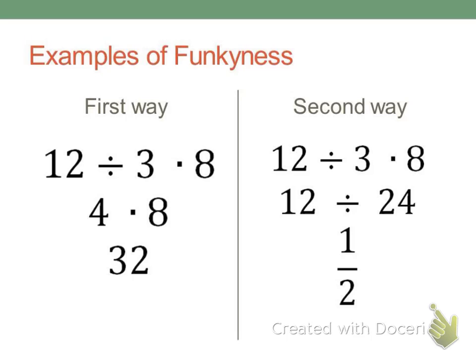It says we go left to right with multiplication and division. So we do 12 divided by 3 before we do 3 times 8. So instead, we're going to go with the first way. 12 divided by 3 is 4. Now that we have that answer, we can multiply by 8.